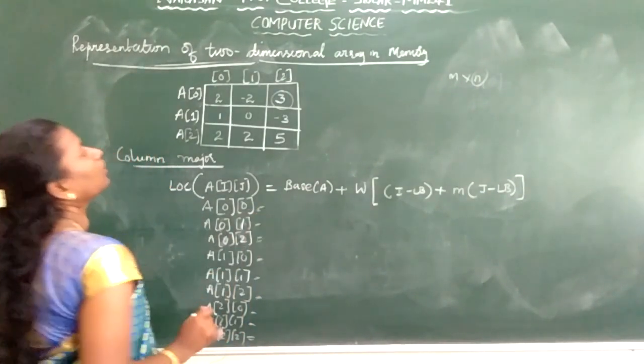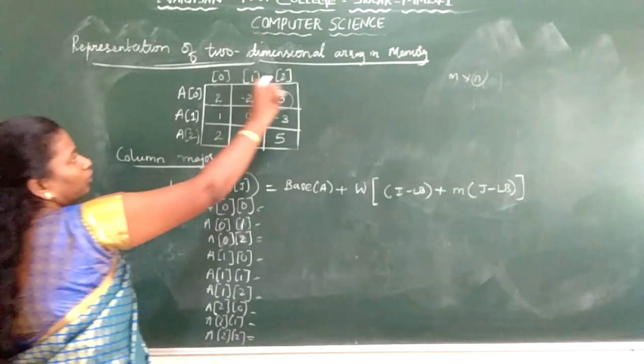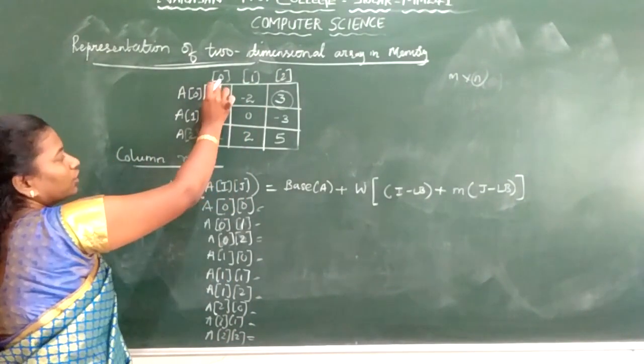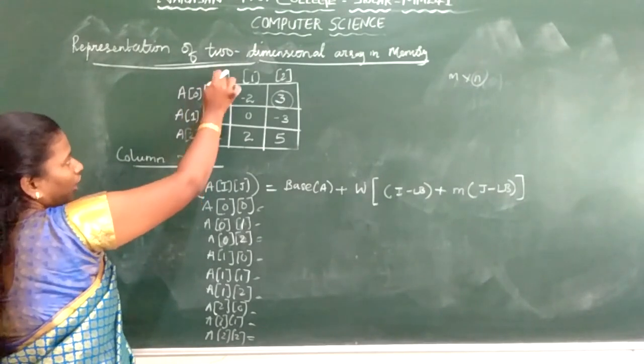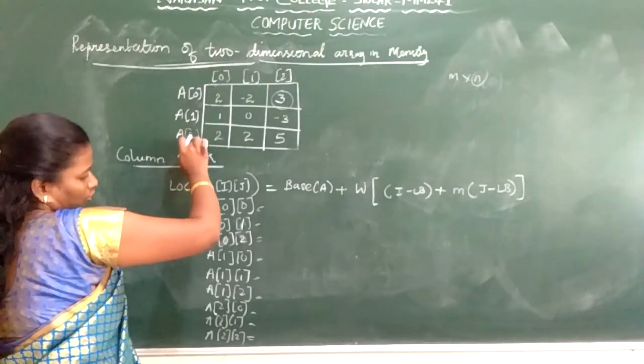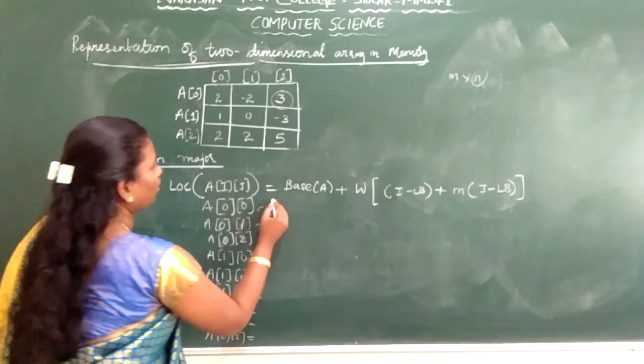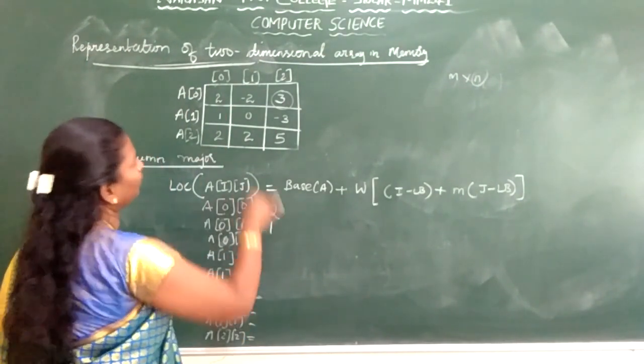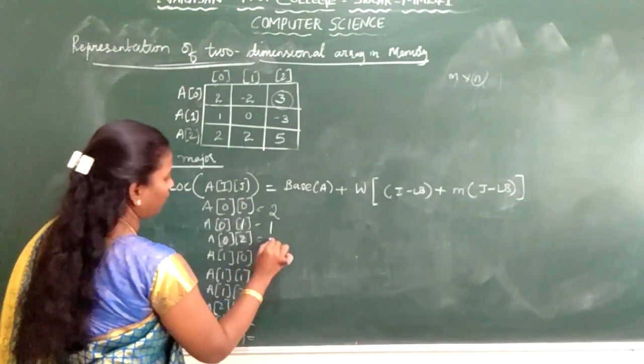So I repeat, for the row major we have taken the row and then we just see the column. For column major, first we consider the column. A of 0, 0, A of 0, 1, A of 0, 2. So what is A of 0, 0? I have 2. A of 0, 1, I have 1. A of 0, 2, I have 2.